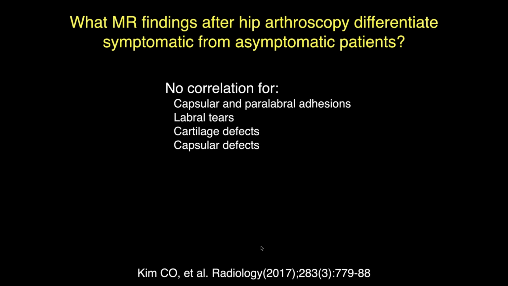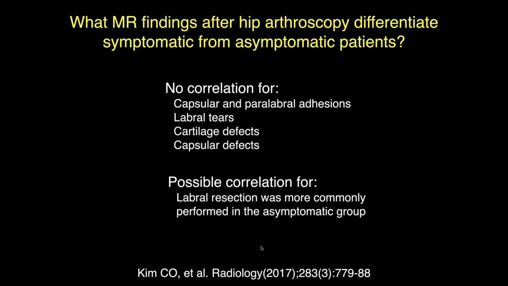What they found is that capsular and paralabral adhesions had no correlation with symptomatic versus asymptomatic. Labral tears had no correlations. Cartilage defects had no correlations. And capsular defects, none of these correlated or could differentiate symptomatic from asymptomatic patients. Possible correlations, if they had labral resection, it was more commonly performed in the asymptomatic group. But there are other studies that show that the patients who have labral repair versus resection, the labral repair group does better than the resected group.